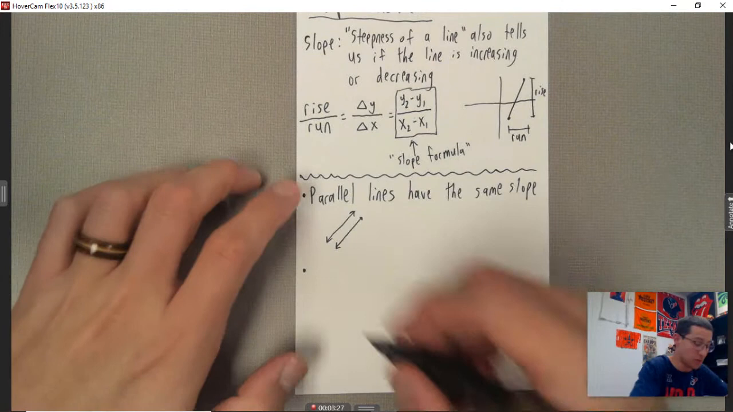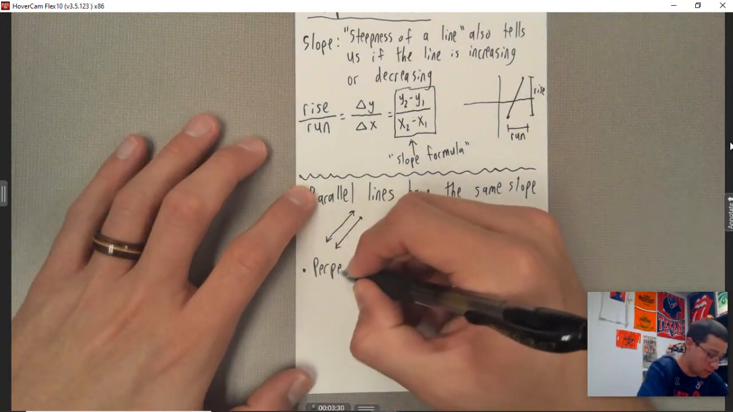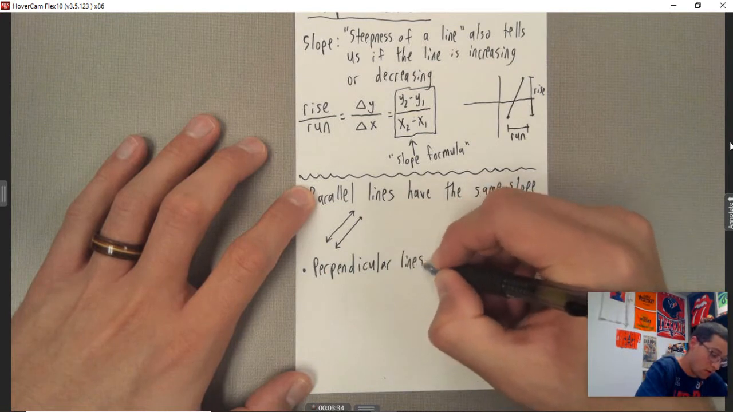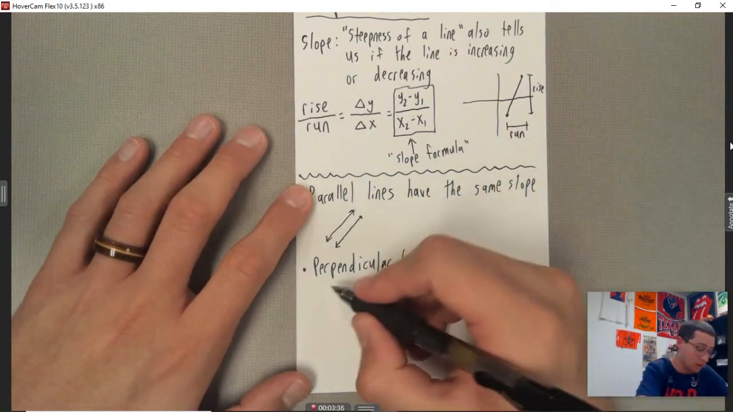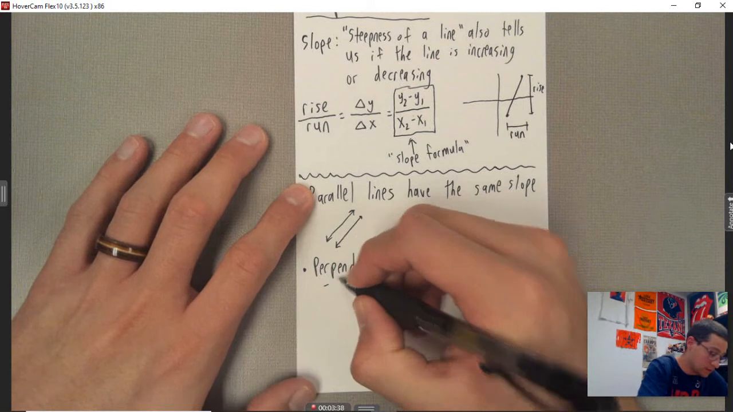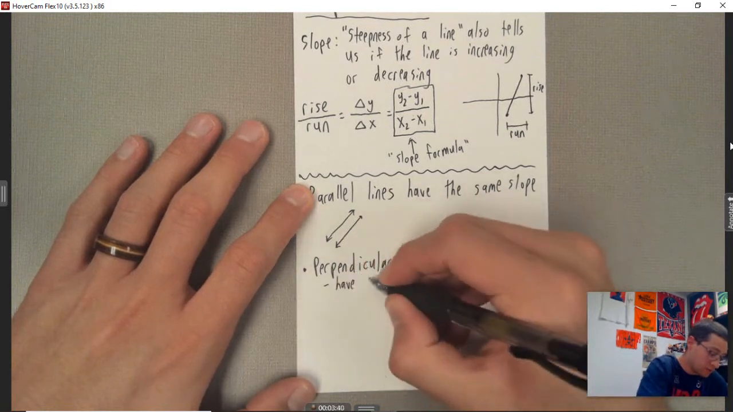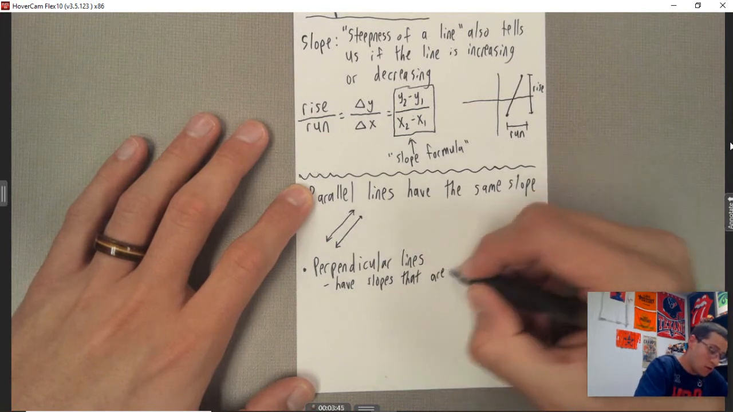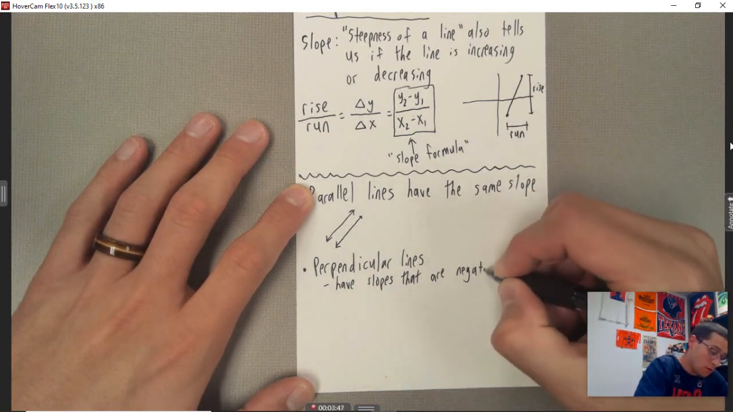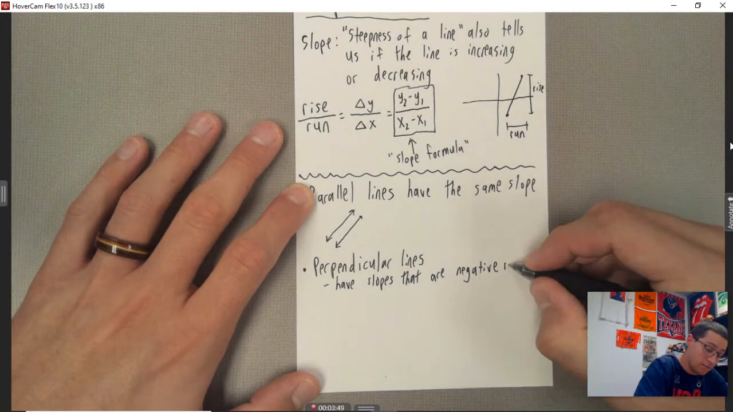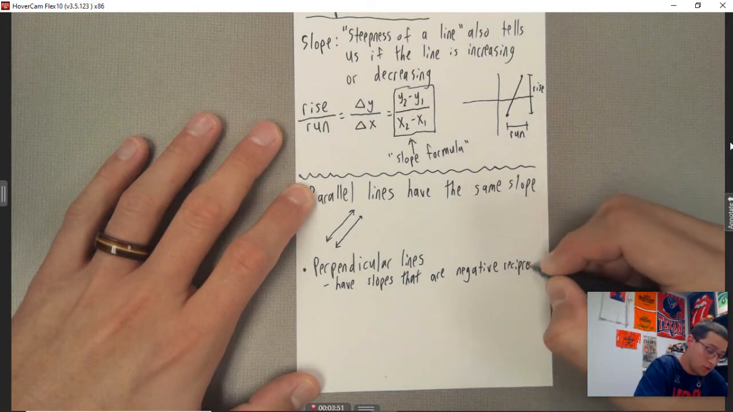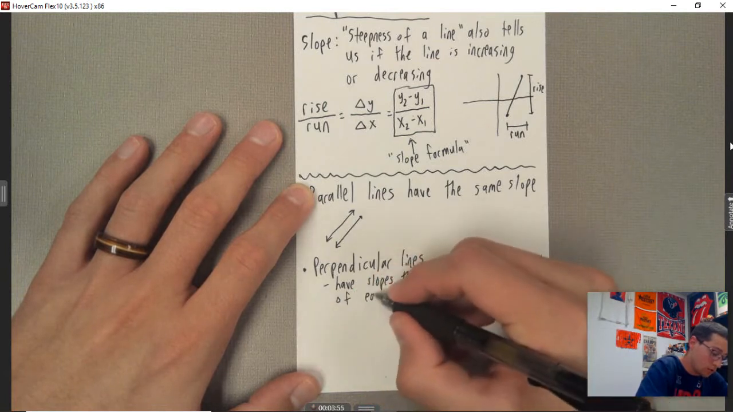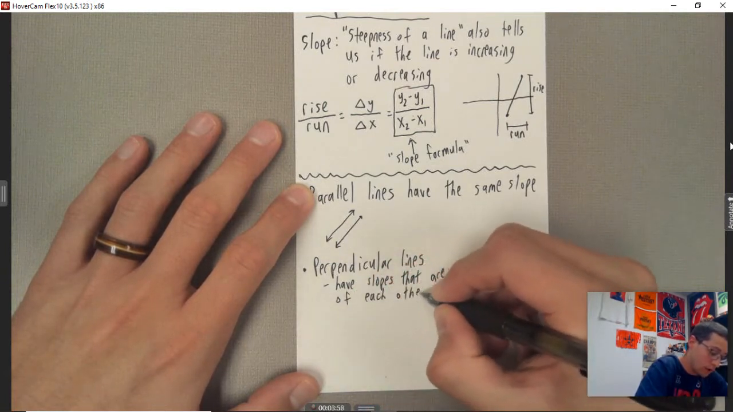Let's talk about perpendicular lines. Two options here. One, you can say that they have slopes that are negative reciprocals of each other. That's one way to think about it.